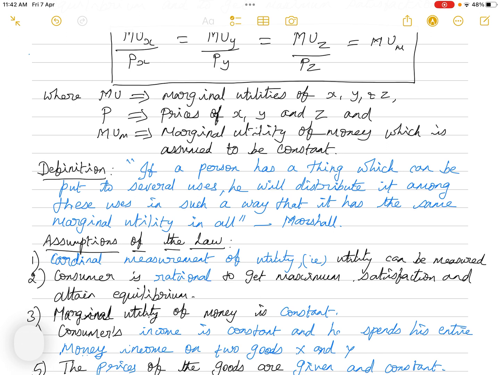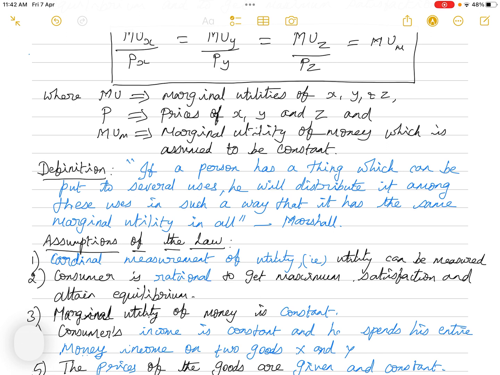So what is it? If a person has a thing which can be put to several uses, he will distribute it among these uses in such a way that it has the same marginal utility in all. So if a person has a thing here refers to money. So if a person has a thing, that is money, which can be put to several uses, that is money can be used to purchase different varieties of commodities.